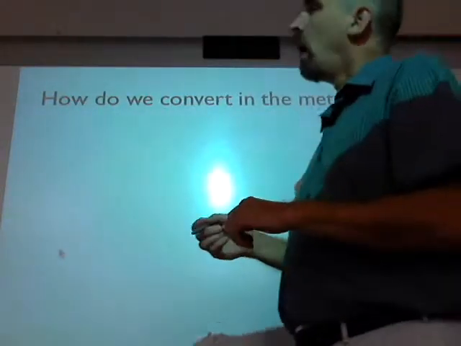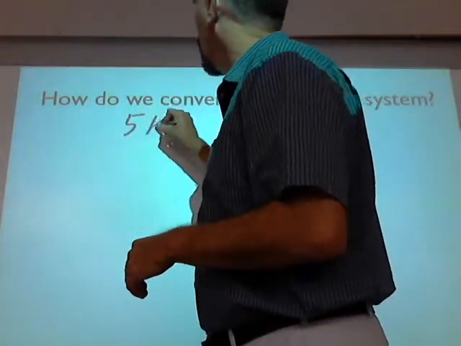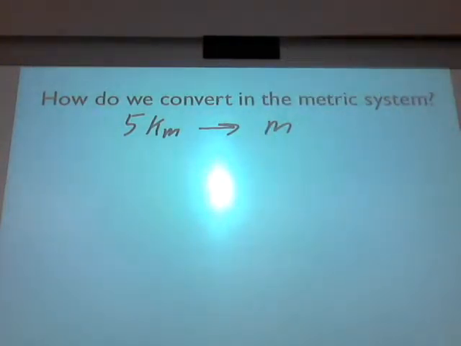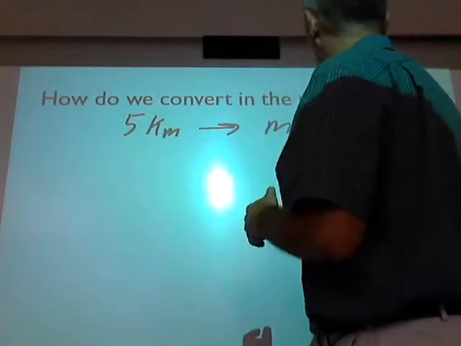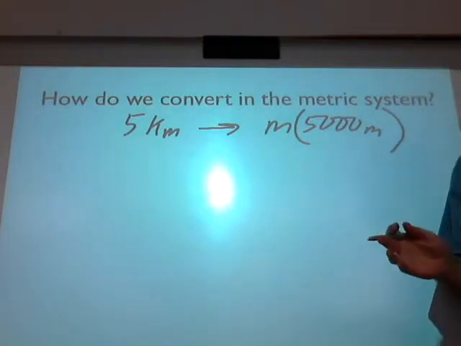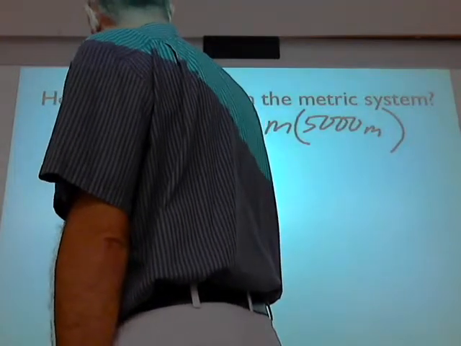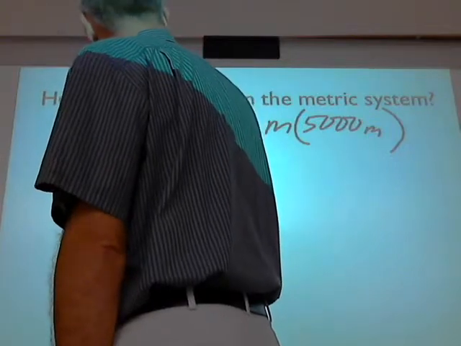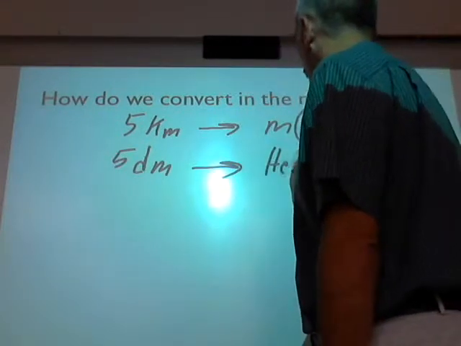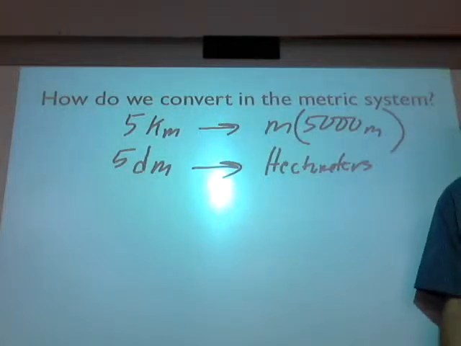Let's say I asked you, I bet you can do this without getting anything out. If I told you you had 5 kilometers, and I wanted you to convert that to meters. Okay? Raise your hand. What do you think? What do you think? Spencer? 5,000. 5,000 meters? You all agree that's what it would probably be? Okay. Now let me make it a little harder. What if I told you you had 5 decimeters, and I wanted you to go to hectometers. All right? Might be a little harder.